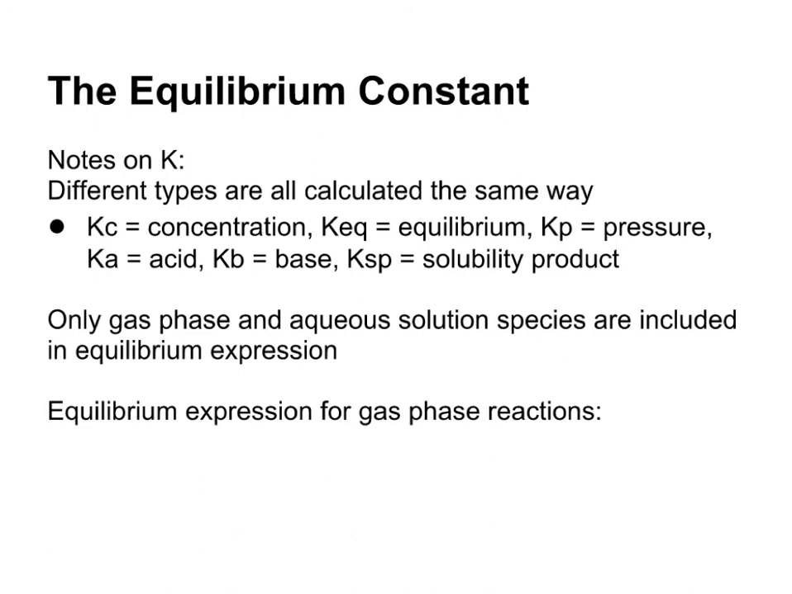Some notes about the equilibrium constant. There's several different types of equilibrium constants that are all calculated the same way, products over reactants. K with the subscript of C is just equilibrium constant for concentration. KEQ just stands for equilibrium. KP is pressure. Ka is acid. Kb is base. Ksp is solubility product. And yes, we're going to be talking about all of these.